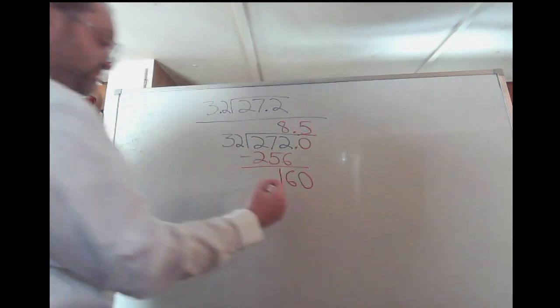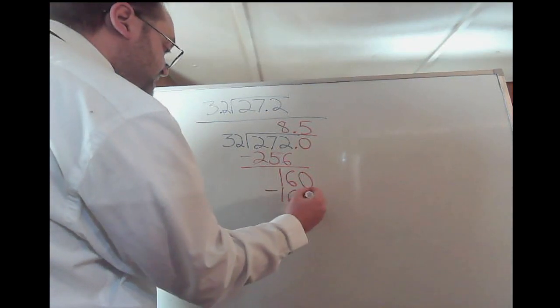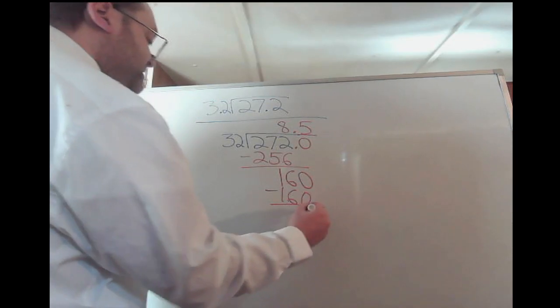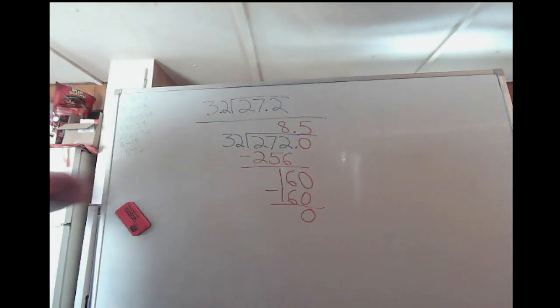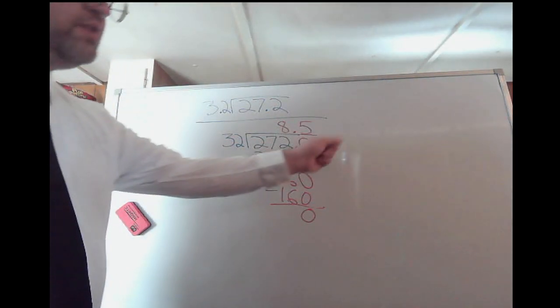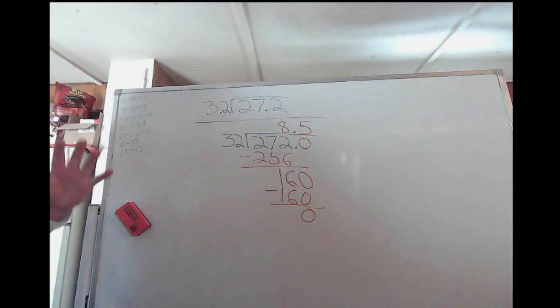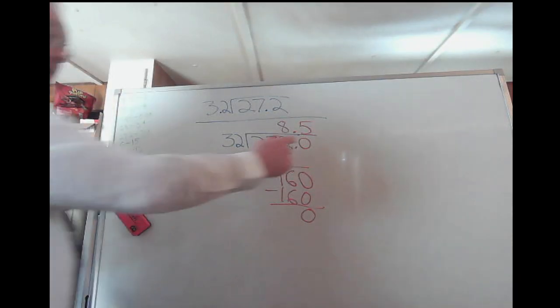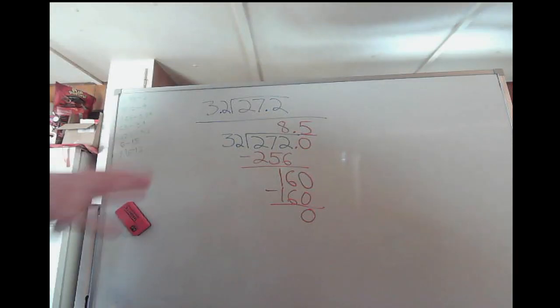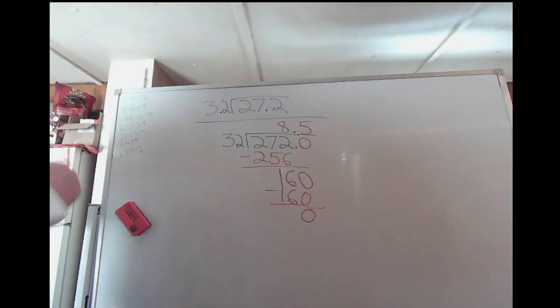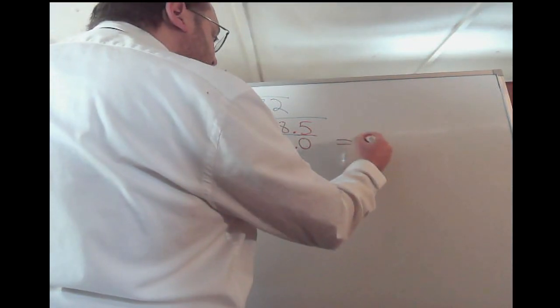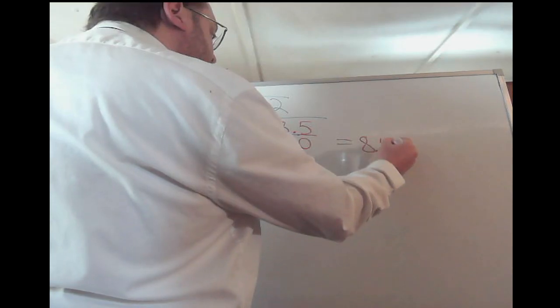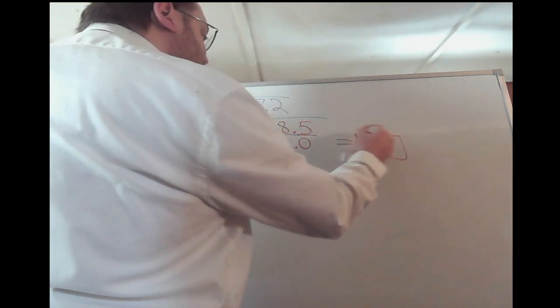So then 5 times 32, well, that's 160. 160 minus 160 is 0. So in these, you can do a 0.000, however many zeros you need till you get no remainder. You really don't want to work with remainders when you're dealing with decimals. It just creates a big mess. You just tack on however many zeros you need till you don't have a remainder anymore. So the answer to this one should be 8.5. That's exactly what you should get, is 8.5.